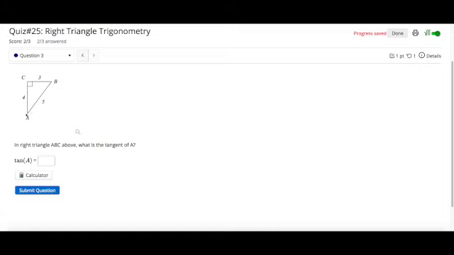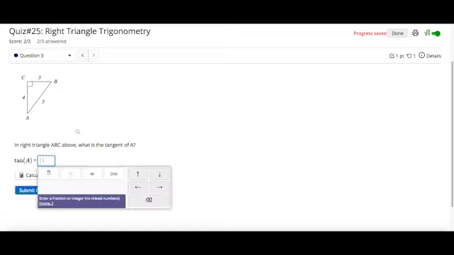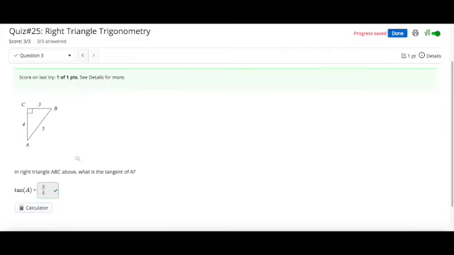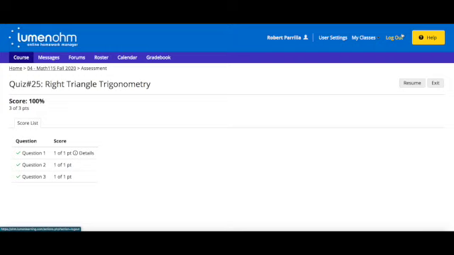What is the tangent of A? I need to figure out where A is here. Opposite over adjacent would be 3 over 4. Not the decimal value, it wants the fraction value. And that's it. I think I'm done with this too.